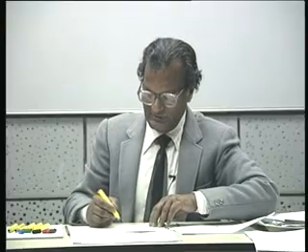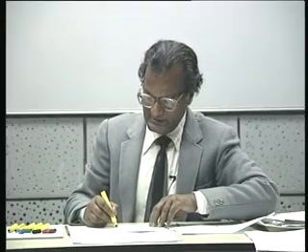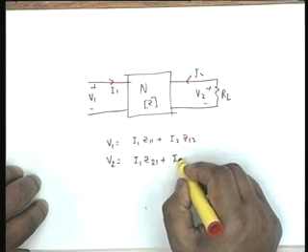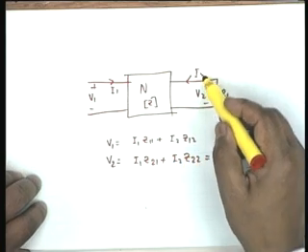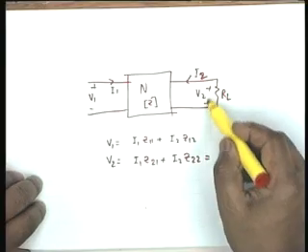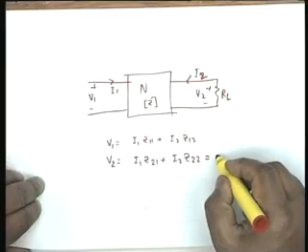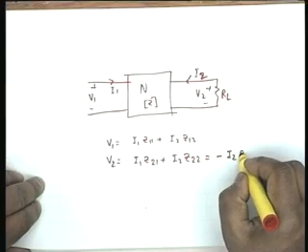Now how do you proceed with the equations? Equations are V2 equal to I1 Z21 plus I2 Z22, and you notice that V2 and I2 are constrained by this load impedance. V2 is simply equal to minus I2 RL.